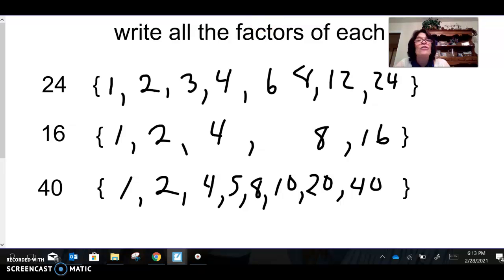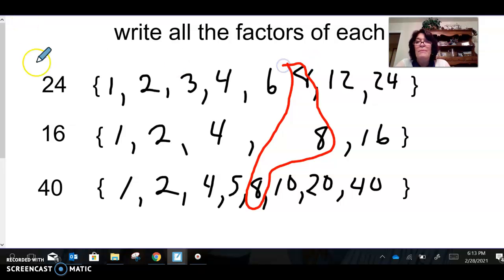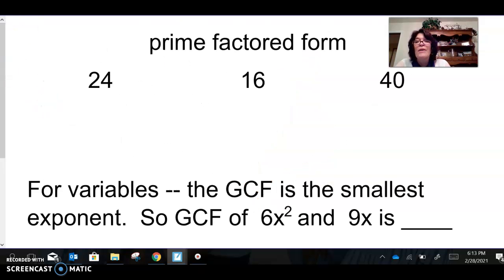Then we're trying to find the greatest common factor. So I look, 1 is in common, 2 is in common, 4 is in common. 5, 6, no, they're not in common. 8 is in common. That's the biggest, isn't it? 8 is the biggest number that goes into all 3 of those numbers. Okay? So 8 is the greatest common factor.